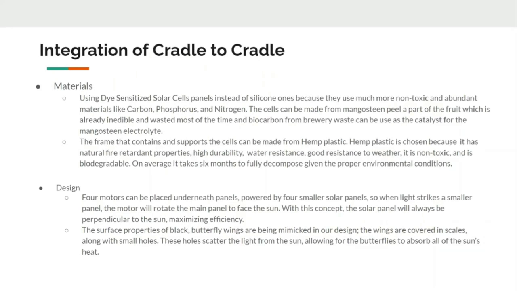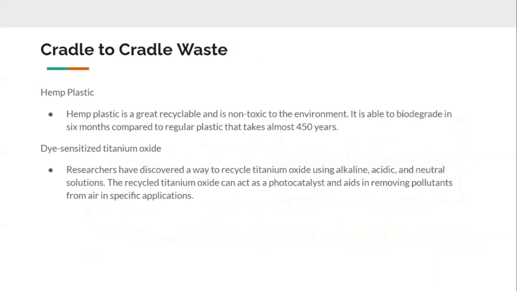Also, we thought about how solar cells right now reflect a lot of heat and light into the environment and are bad for insects and birds. So we mimicked the design of butterfly wings that don't have pigments, but instead have a specific structure of scales that absorb the light and don't let any light through. That's it for this slide.